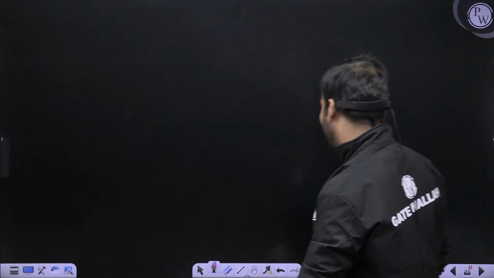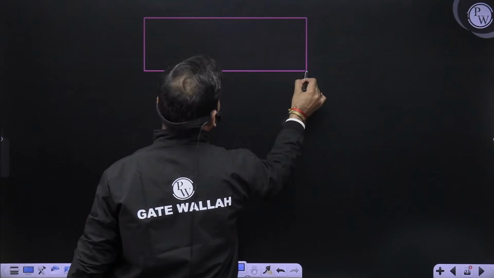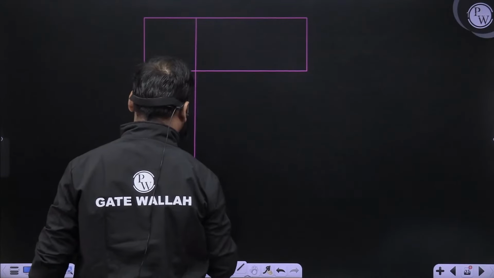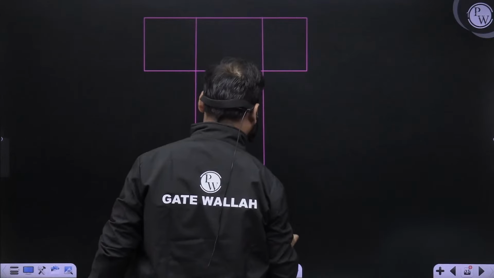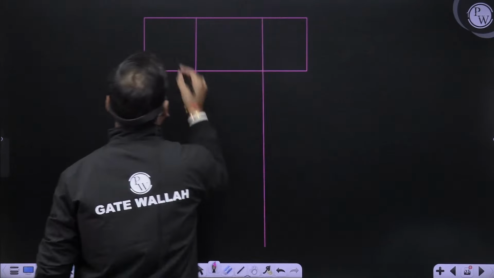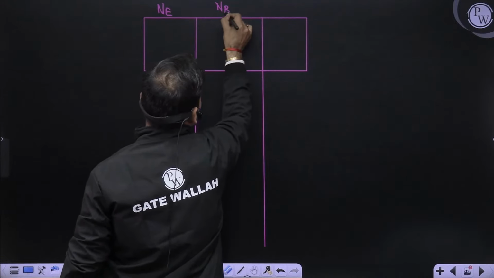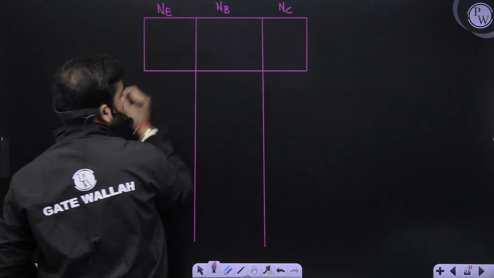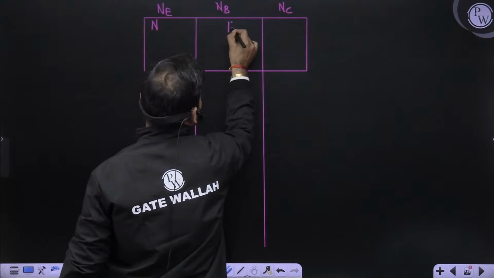Okay, so let's draw it and just solve. Suppose you have this NPN transistor. This is the emitter junction and this is the base junction. The emitter doping is Ne, base doping Nb, collector doping Nc: emitter, base, collector. It is given in the question as an NPN transistor. This is N type, this is P type, and this is N type.